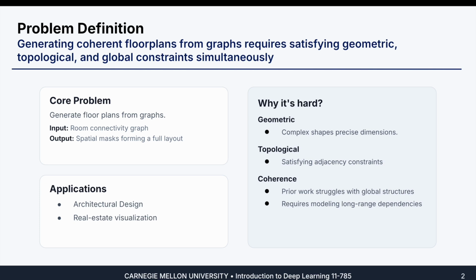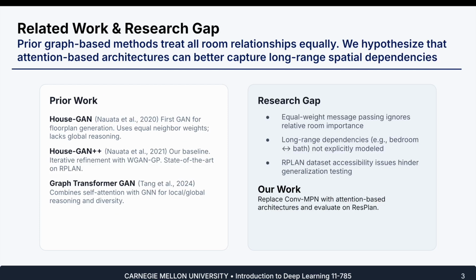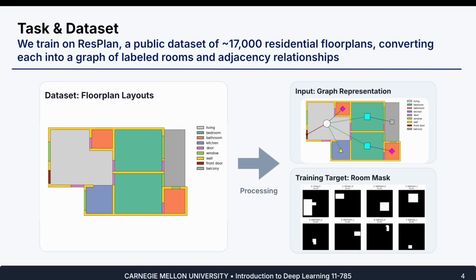However, prior work mainly relies on local message passing, which makes it difficult to capture long-range dependencies. Prior work, like HouseGAN and HouseGAN++, uses graph-based GANs for this task. However, these methods rely on equal weight message passing, meaning they treat all neighbor rooms equally. This creates two key gaps. They ignore relative importance between rooms, and they fail to capture long-range dependencies like bedroom to bathroom relationships. Our work addresses this by introducing attention-based architectures.